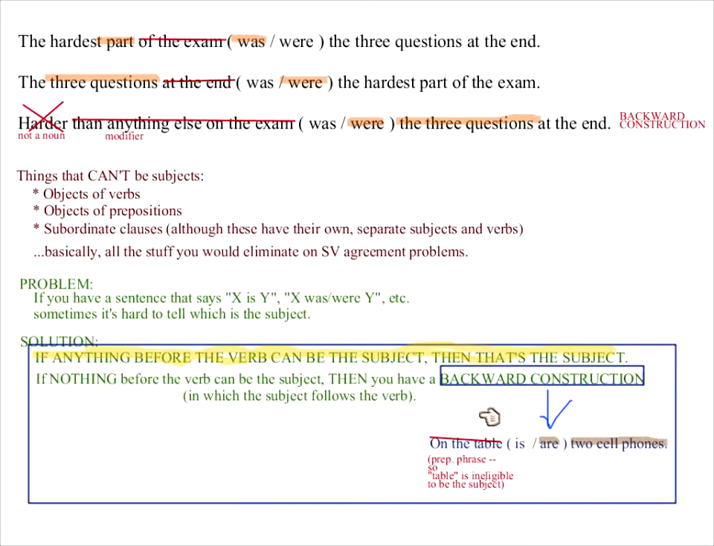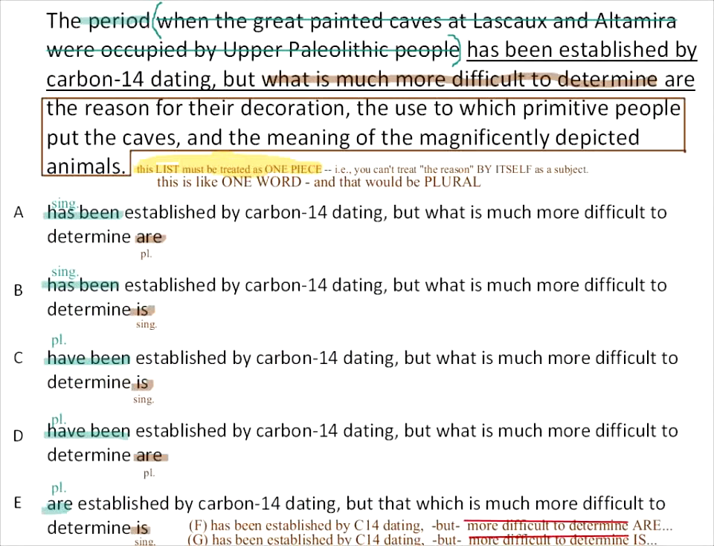So you cannot say on the table is two cell phones because two cell phones is plural. And for the same reason, you also cannot say more difficult to determine is this stuff. That would be incorrect because this stuff is plural. So in this example, F would be also acceptable, and G would be unacceptable. Any questions about that? The text box, if anybody's got any questions. Smiley face if you guys understand why F is okay and G is not okay.